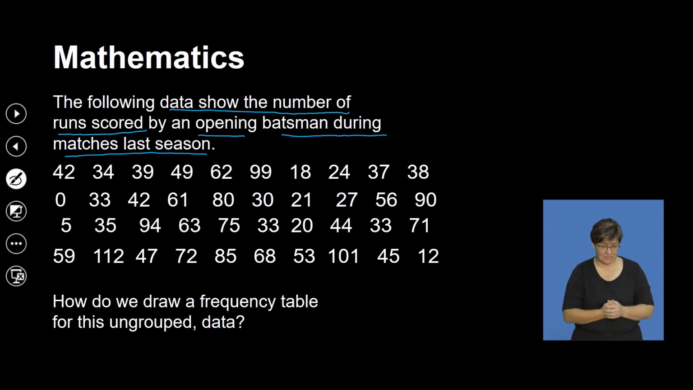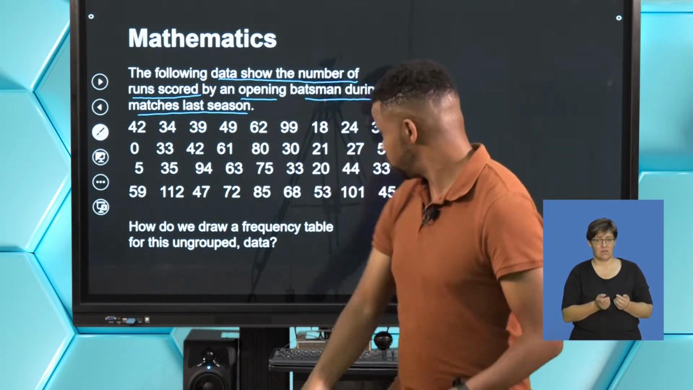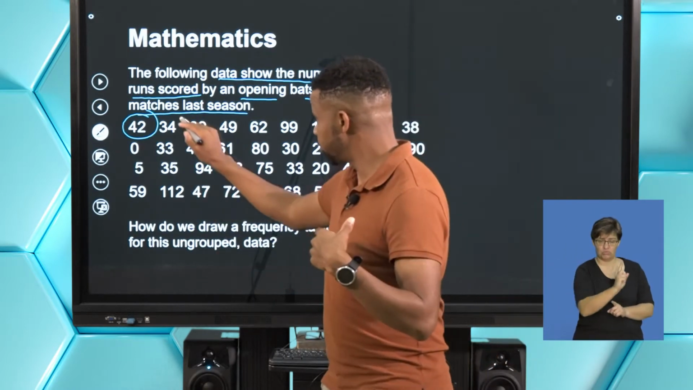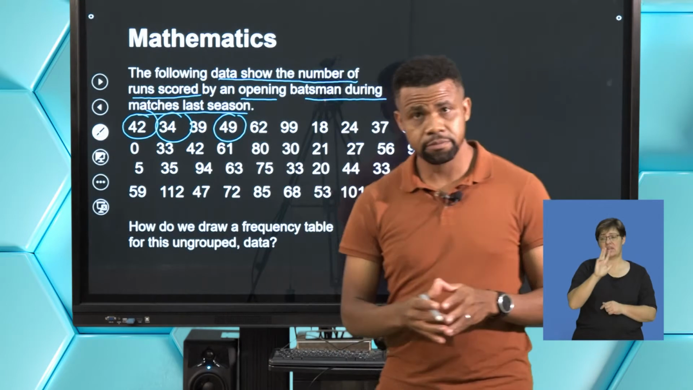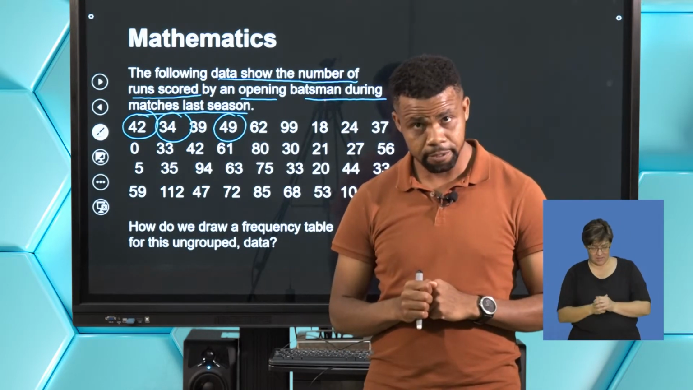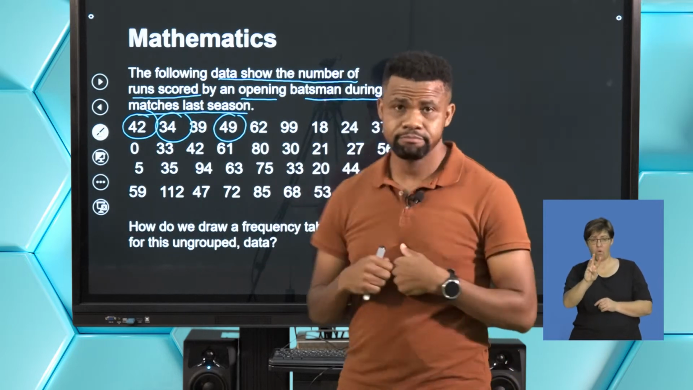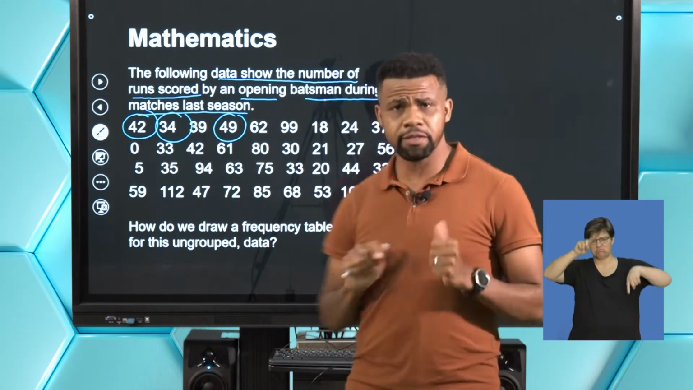What is happening here is that there was a cricket match, okay? And there was a sportsman who got 42 runs. Another person got 34 runs. Another person got 49 runs, and so on, okay? So this is called raw data, okay? Raw data, just random, all over the place.